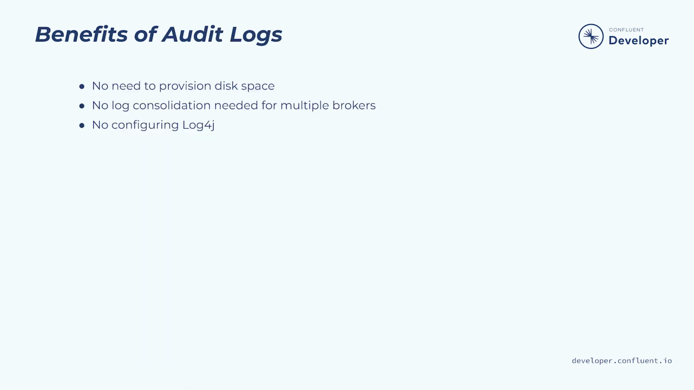If you've ever used open source or even Confluent Platform versions of Kafka, you most likely had to deal with provisioning disk space for logs, trying to consolidate your logs from multiple brokers, and setting up log4j to capture your logs. Confluent Cloud handles all of this for you. After you have set up and configured your cluster, you can start viewing your logs, exporting them, and analyzing just as you might any other Kafka topic.